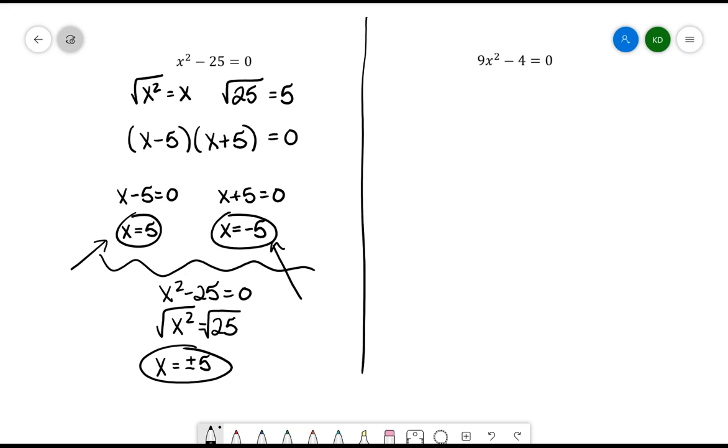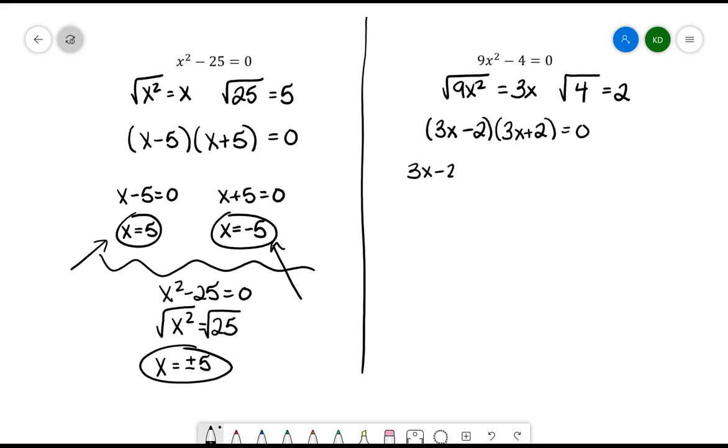Let's try one more. So we have 9x squared minus 4 equals 0. First, let's take the square root. So the square root of 9x squared is 3x. The square root of 4 is equal to 2. Next, we're going to write our factors. One will be subtraction, so we'll have 3x minus 2. The other one will be addition, so we'll have 3x plus 2. And this is equal to 0.